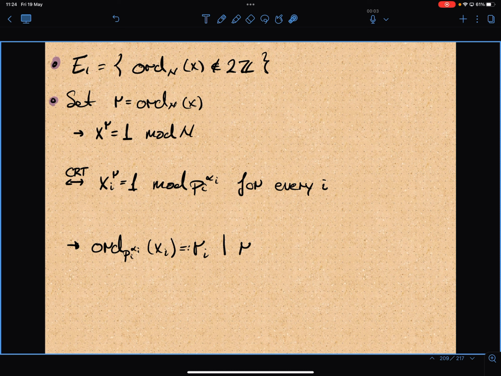Because we did this exercise a few classes ago, the order ri of an element is always going to divide the exponent of any power that is equal to 1. So since we have that xi to the r is equal to 1, then ri, the order of xi, must divide r. Good?